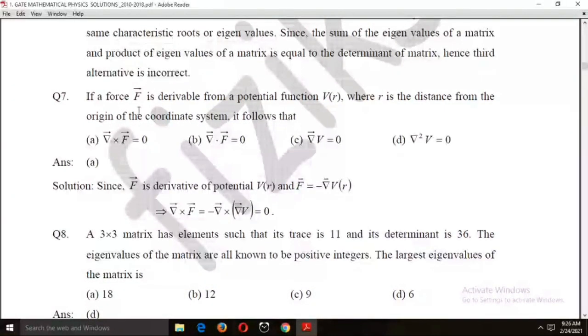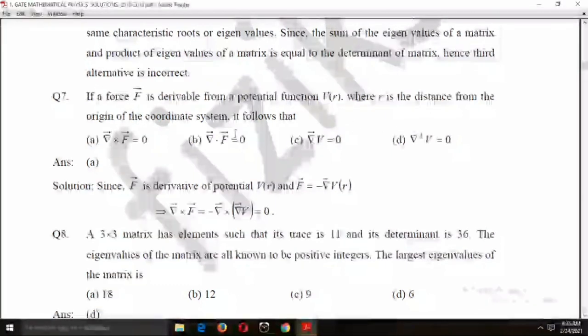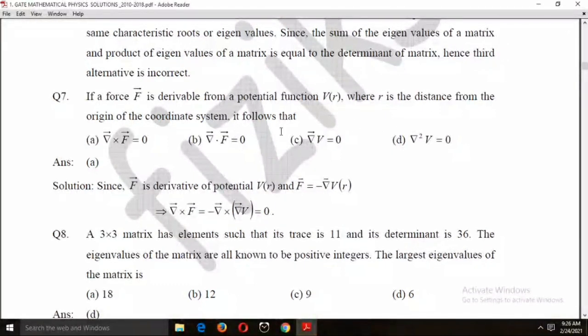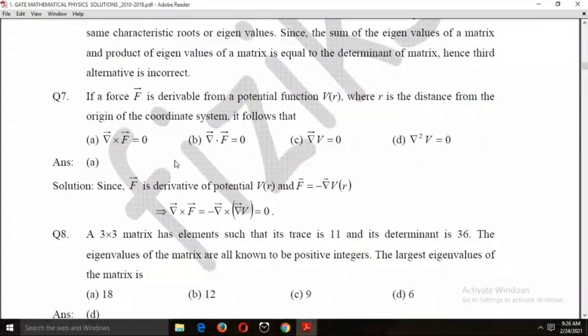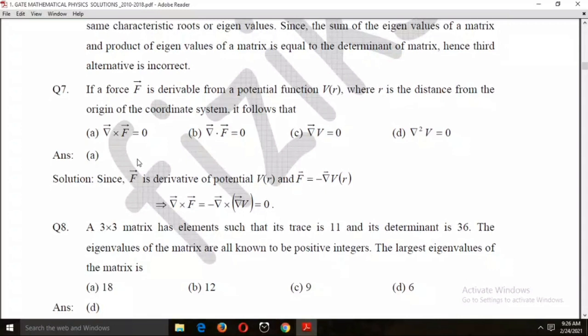Next question is, if a force F is derivable from a potential function V(R), where R is the distance from the origin of the coordinate system, it follows that... Since F is derived from potential V(R) and F equals minus del V(R), then del cross F will be the curl of the gradient, and that will give 0. So del cross F is 0, so curl of F will be 0. Option A is correct.